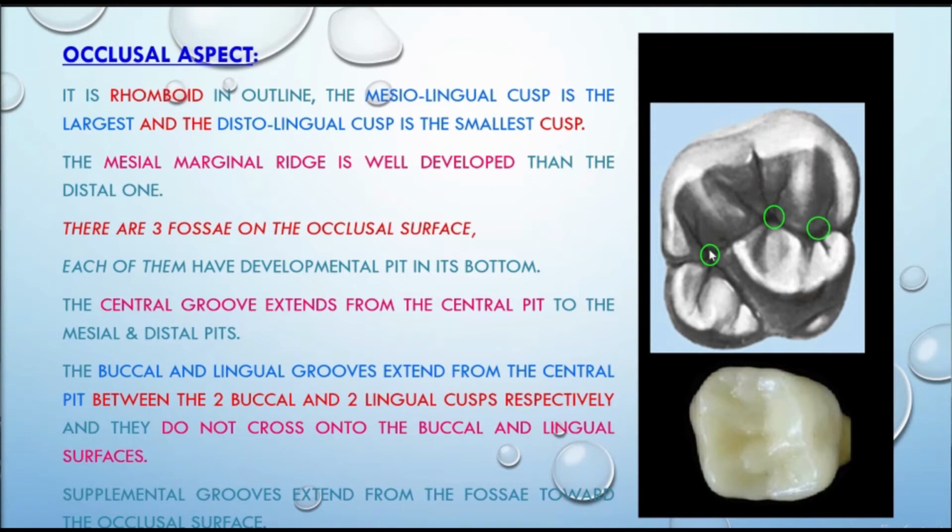The buccal and lingual grooves extend from the central pit between the two buccal and two lingual cusps respectively, and they do not cross onto the buccal and lingual surfaces. They do not cross over here. But there is, of course, a buccal developmental groove present and a lingual developmental groove present on the surface, but they are not connected with each other.